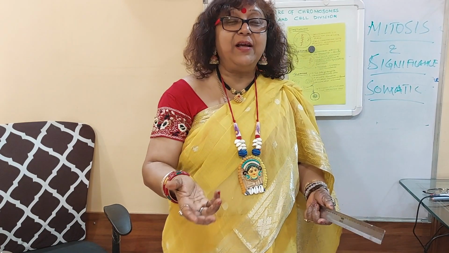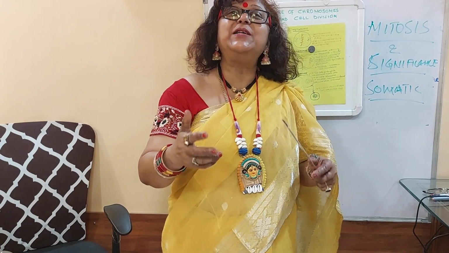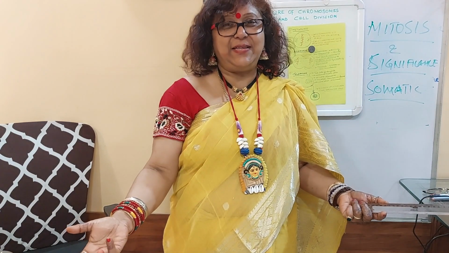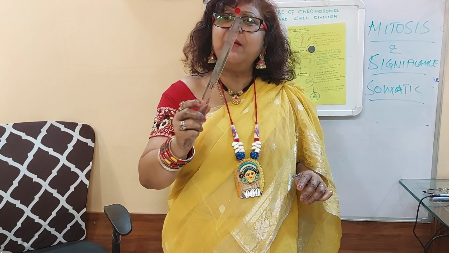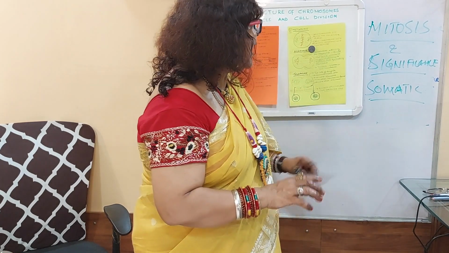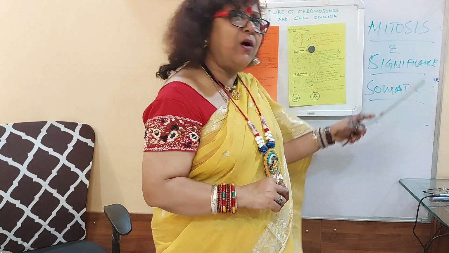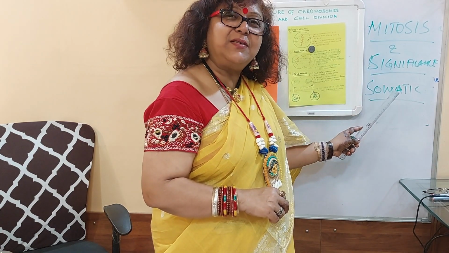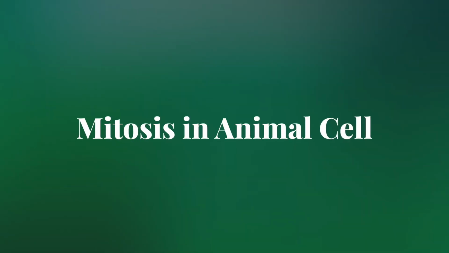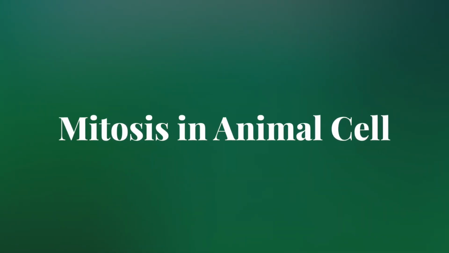It can be important. So for that we say there are two kinds of reproduction in an organism: asexual reproduction and sexual reproduction. This asexual reproduction is mainly related with one mode of cell division called mitosis. So we will now go for mitosis. What are the stages of mitosis? How does mitosis go in parallel from animals to plants? What is the significance of mitosis?